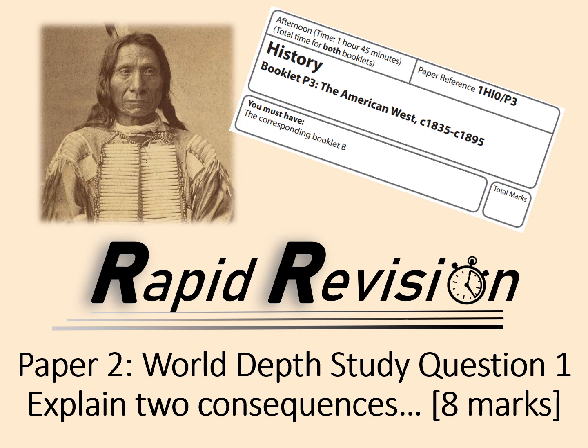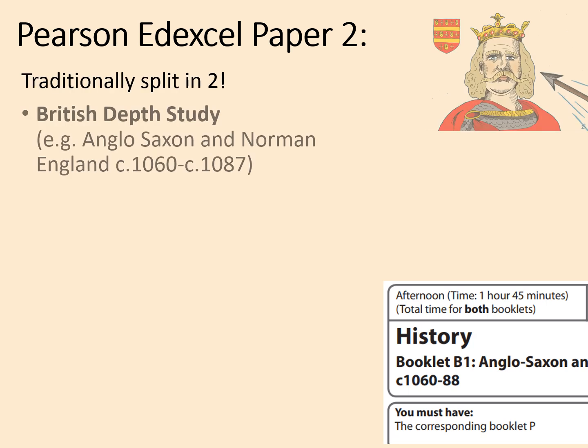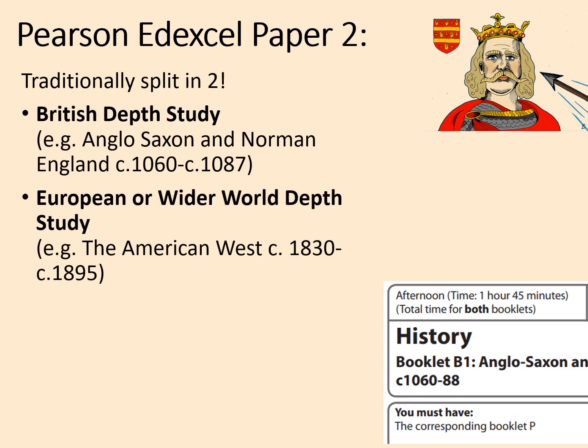Let's have a look at what Paper 2 involves. Let's get a bit of background about the Pearson Edexcel Paper 2. Traditionally, this is split in two. One is a British depth study, and the other is a European or wider world depth study. The topic that I teach is Anglo-Saxon and Norman England circa 1060 to circa 1087, and the American West 1830 to 1895 for the wider world depth study.